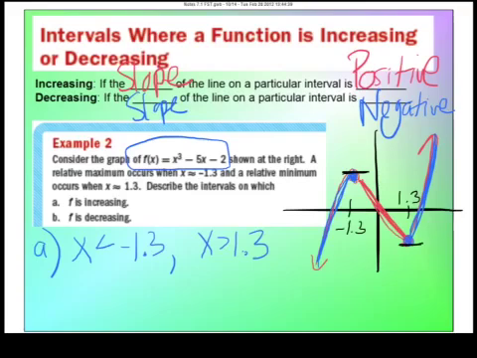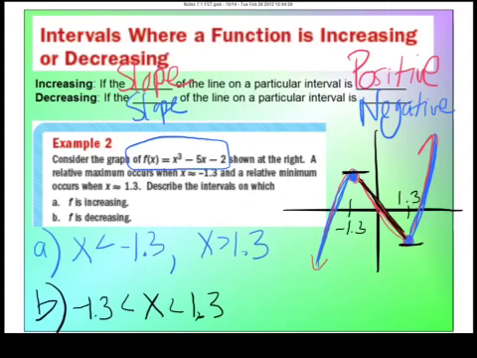Now on part B, where is the function decreasing? It decreases everywhere here. Again, we would say in this case, it's in between negative 1.3 and positive 1.3. You can tell this section here is one complete line. It's not broken up like the 2 blue ones are, so it can be written as an in-between statement. All the x values that are in between fall in this line, and that's how you would write that.